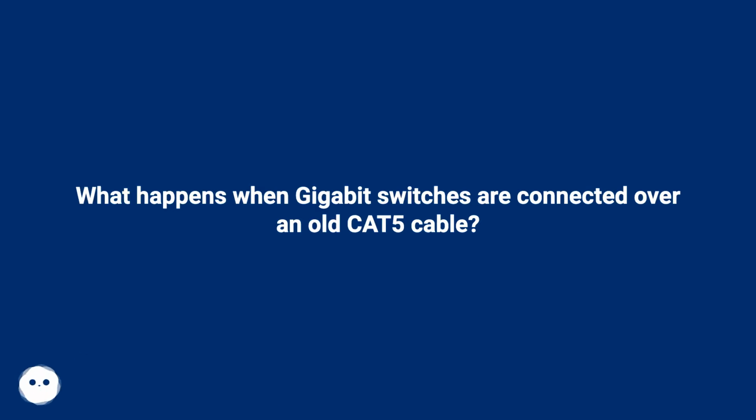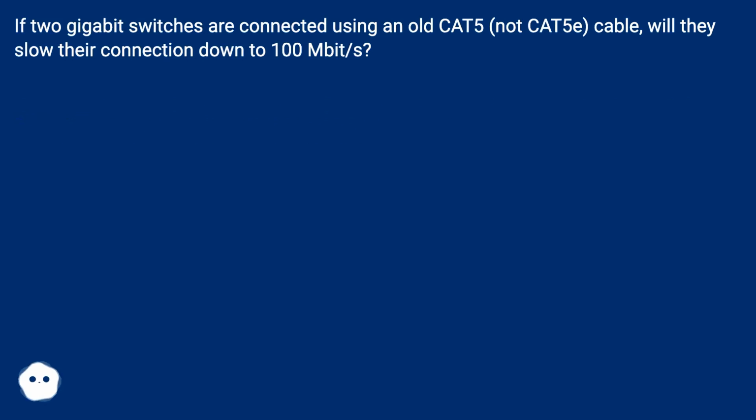What happens when gigabit switches are connected over an old CAT5 cable? If 2 gigabit switches are connected using an old CAT5, not CAT5e, cable, will they slow their connection down to 100 Mbps?